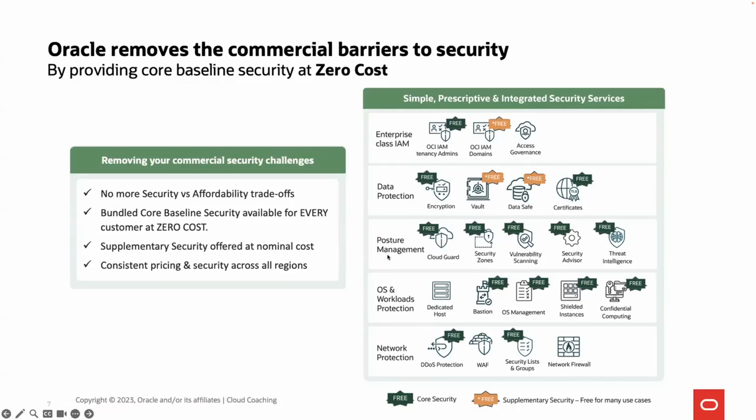Posture management is done by CloudGuard, with customizable security zones that prevent taking an action that can harm your environment. Vulnerability scanning is available for all your VMs. Security Advisor helps you to make the most of the available tools, and threat intelligence monitors every activity signing into or connecting to your environment, and when common threats are well known, it will address the attack.